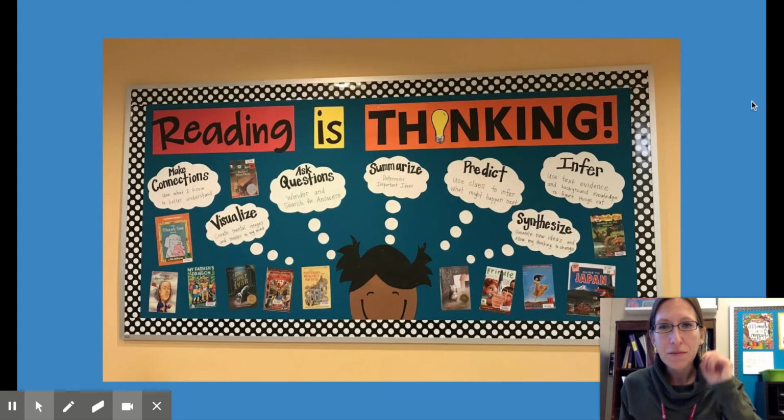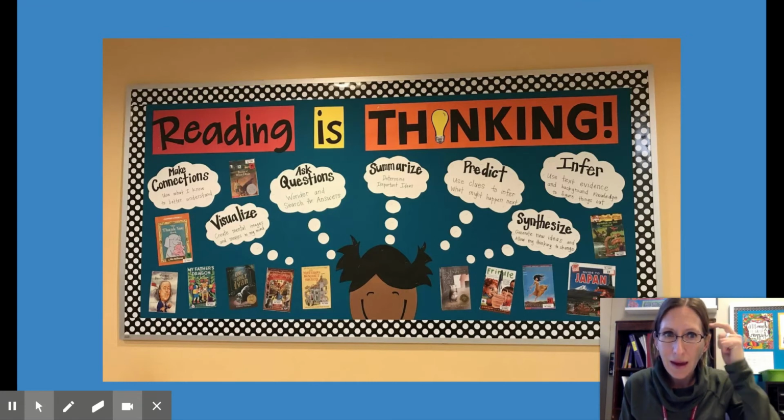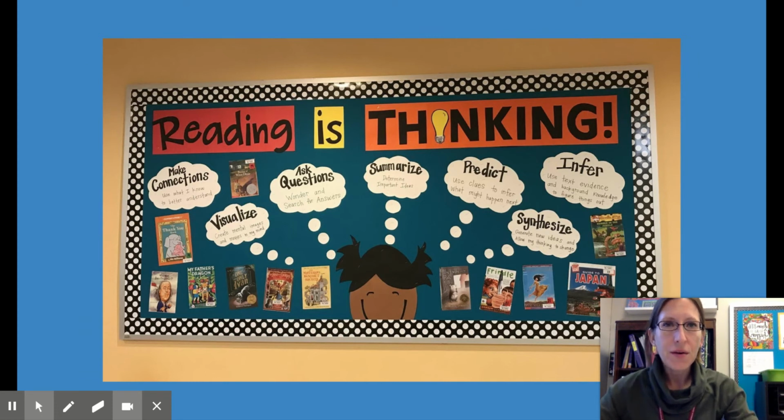All right, we know that reading is thinking. There are so many things that are going on in our brains as we are reading, and so we just want to continually think about that and be aware of it. That makes us stronger readers if we're always thinking about our thinking and we're becoming aware of all the awesome things that are going on as we read.